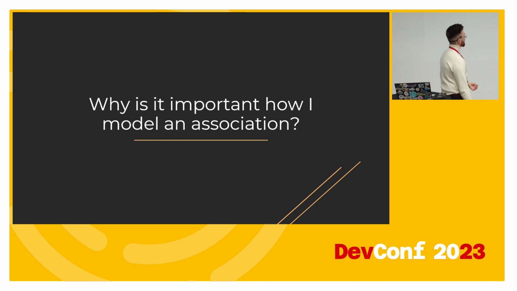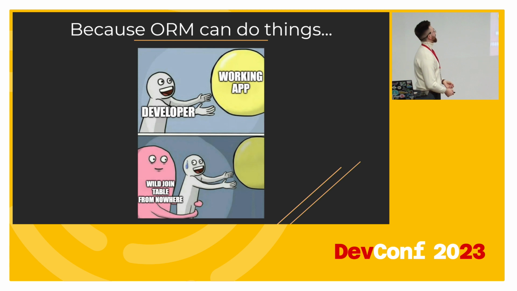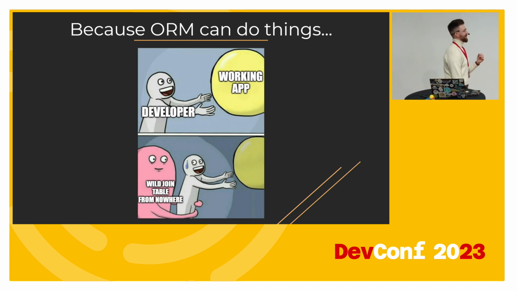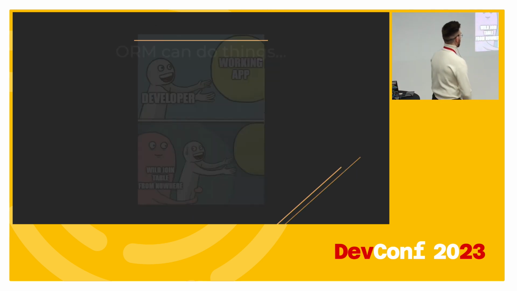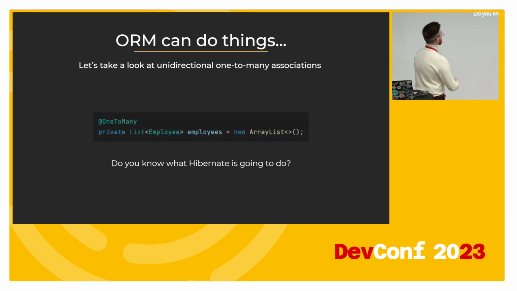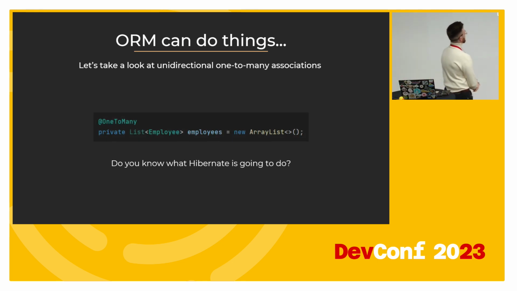But why is it important how I model an association? Because ORM can do things, and everyone that tried to blindly map an association knows that. For example, let's take a look at a unidirectional one-to-many. Let's assume that class is a company. We have the company class, we have a list of employees, and it has the annotation one-to-many. That's how in Java we annotate the relationships, the associations.